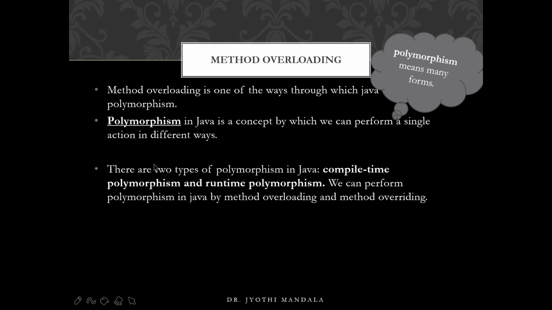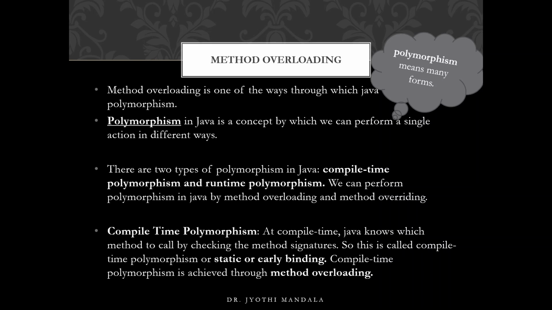So method overloading is nothing but compile time polymorphism. Compile time polymorphism is also called static or early binding. Whenever we want to achieve compile time polymorphism, and I am repeating one more time, it can be achieved by using our method overloading concept.